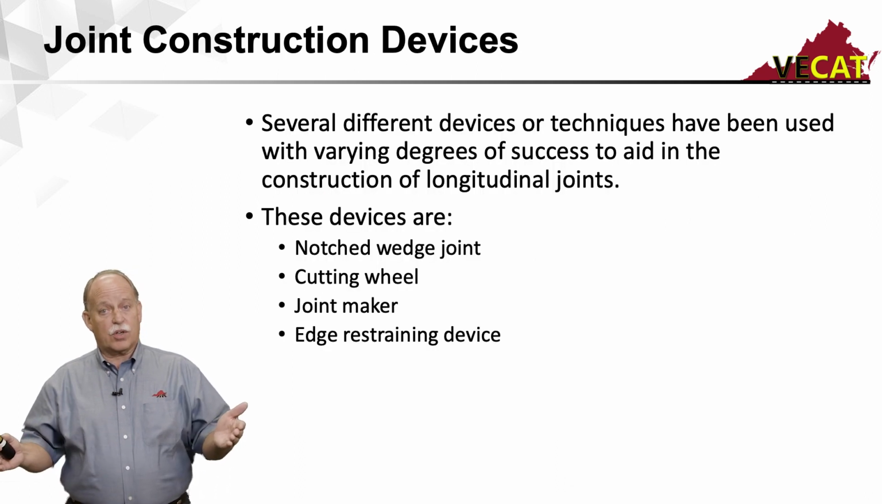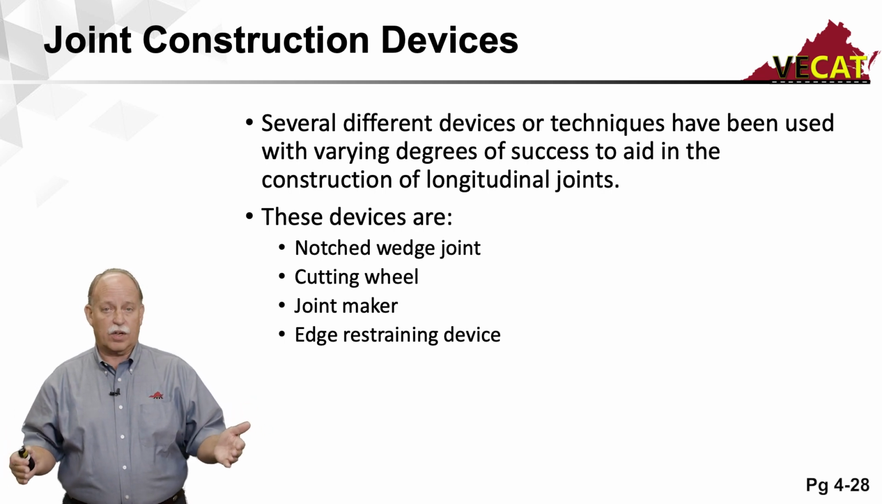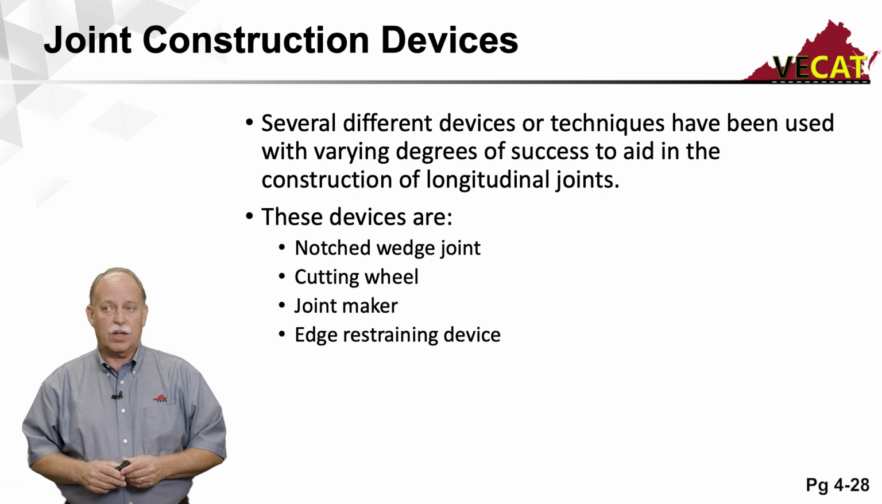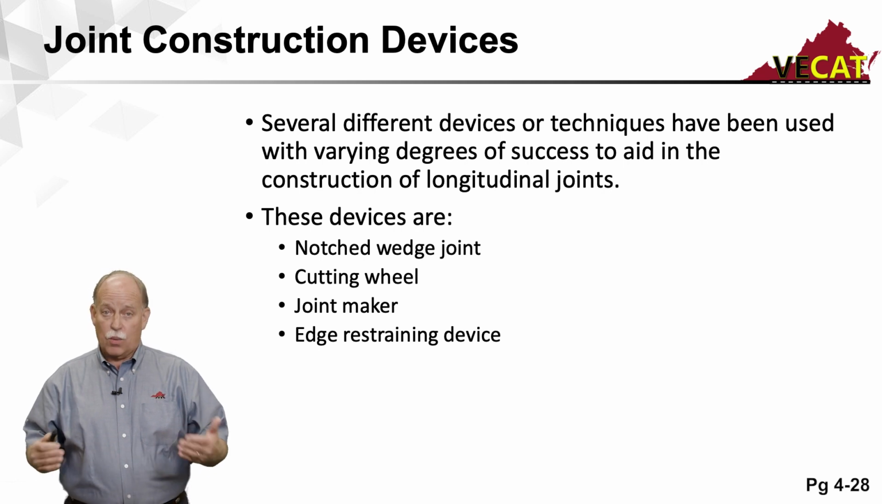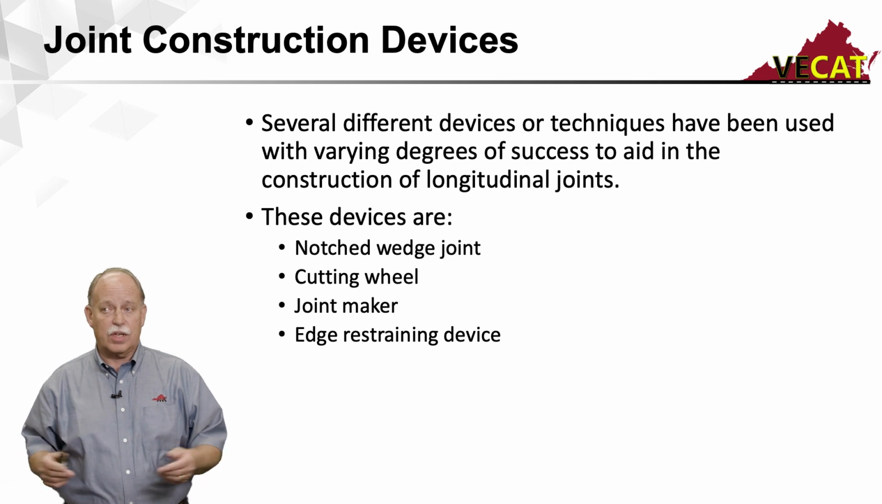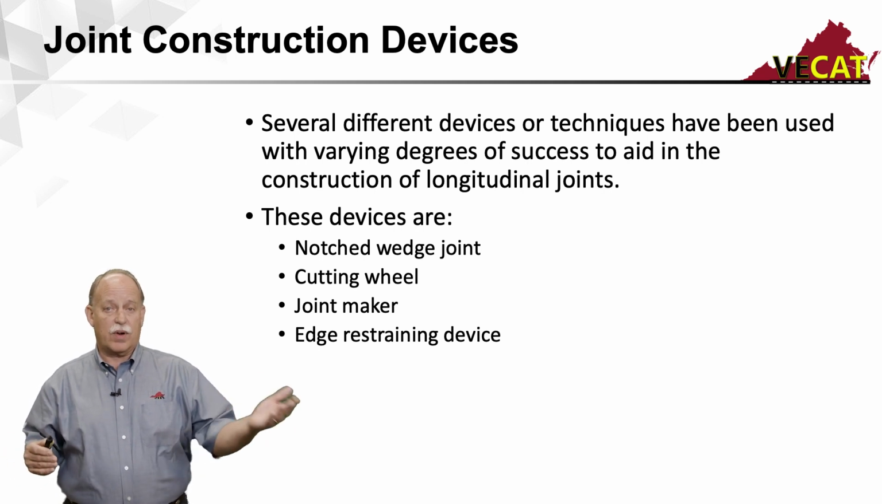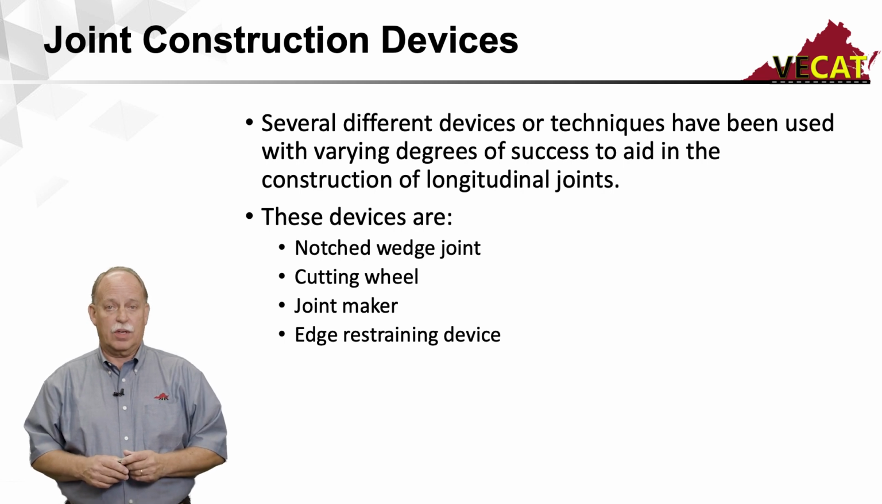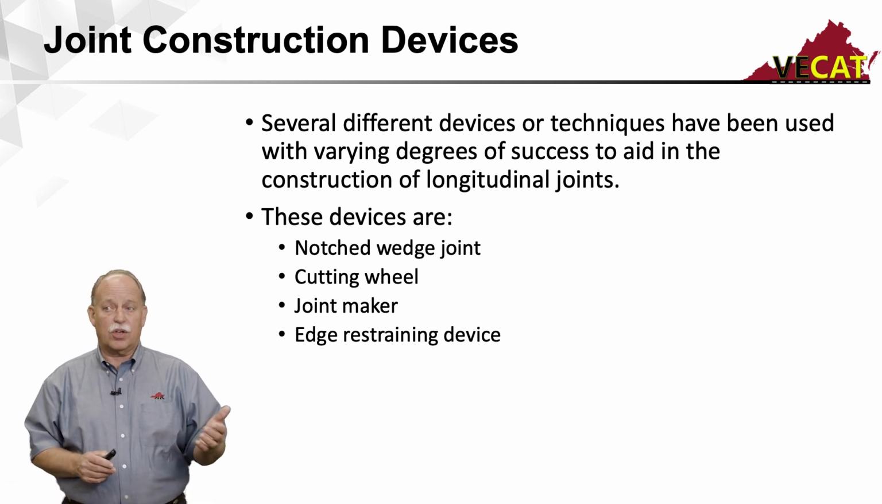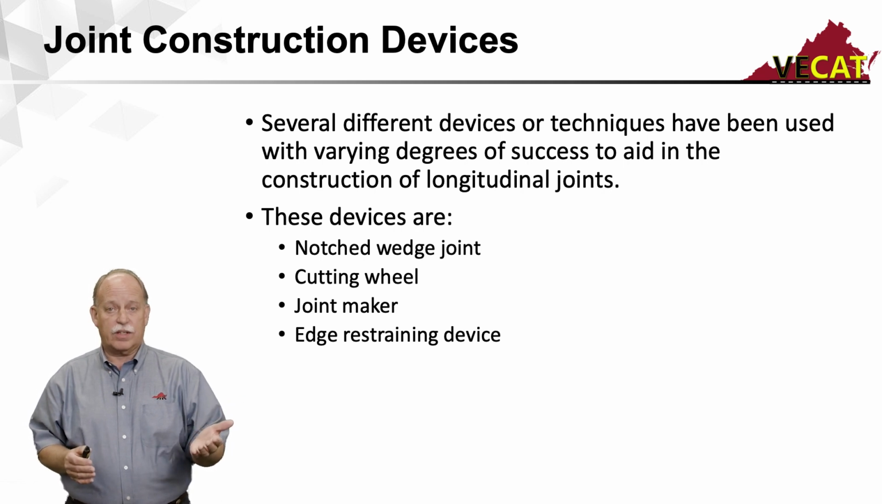There are some joint construction devices. VDOT does not require a contractor to use a joint construction device. However, there are some out there that can be used. There's several different types and techniques that are used in varying degrees of success. Some states around the country actually require certain types of joints. There's something called a notched wedge joint that, just like it says, has a slight notch in it so that you don't have that vertical face.